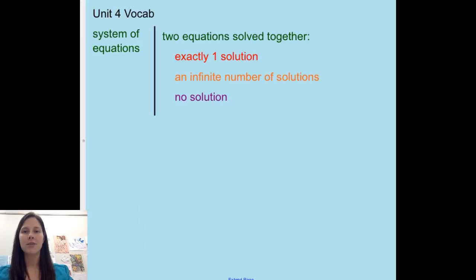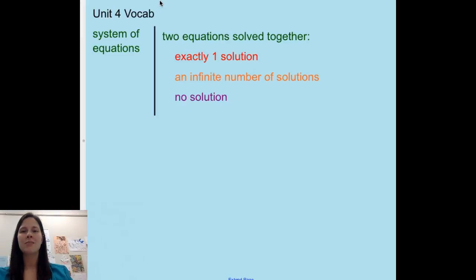They can have one solution. A solution to a line is an ordered pair, x value and a y value, that makes the equation true. So when a system has one solution, it's where the two lines meet. It is a point that both lines have in common, or a solution that is in common to both lines.